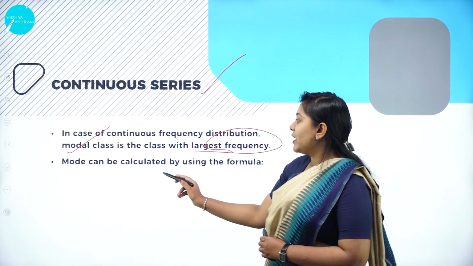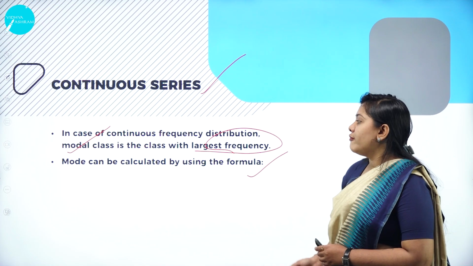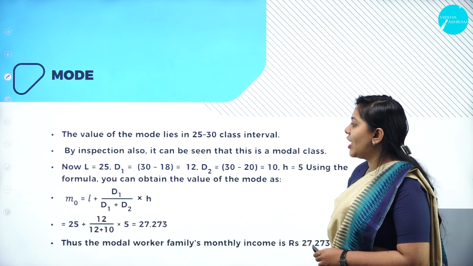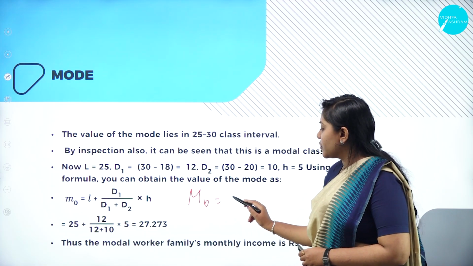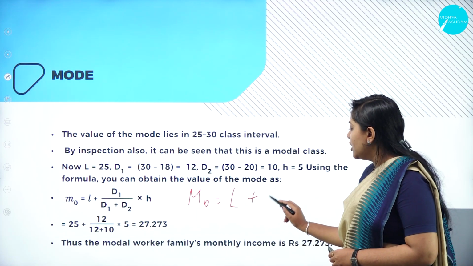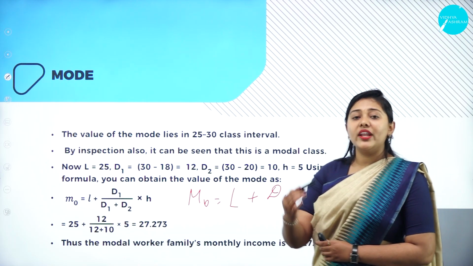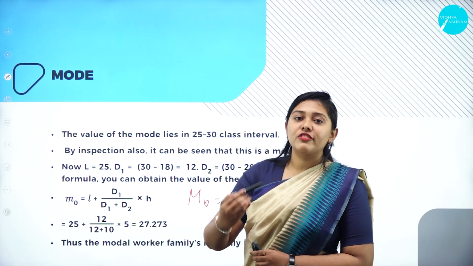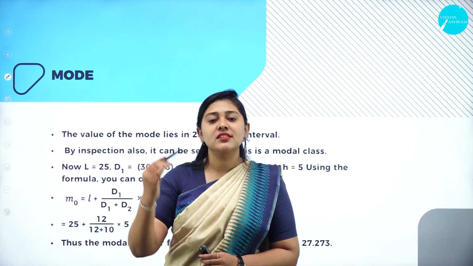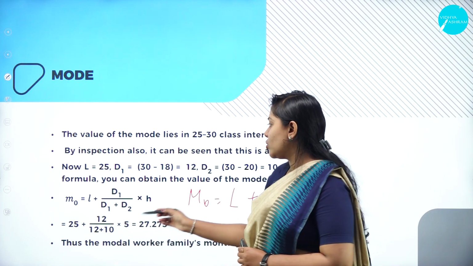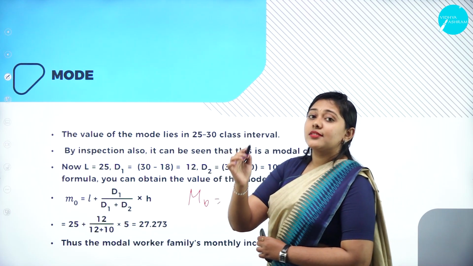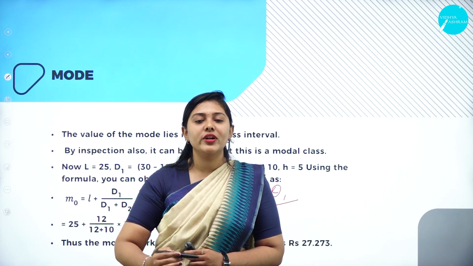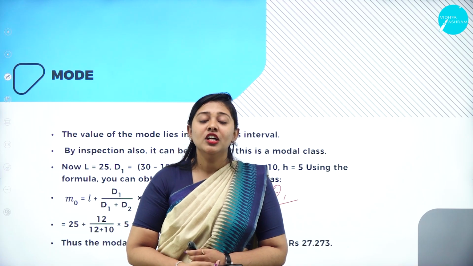So mode can be calculated by using the formula. What is the formula? The formula is Mo is equal to lower limit plus D1. What is this D1? The difference between the frequency of the modal class and the preceding frequency. That is D1. What is D2? The difference between the frequency of the modal class and the succeeding frequency.